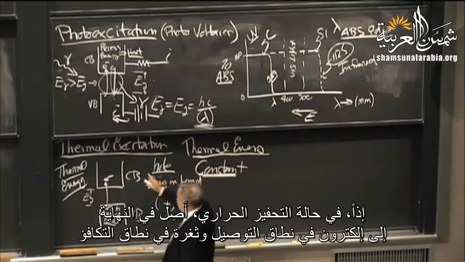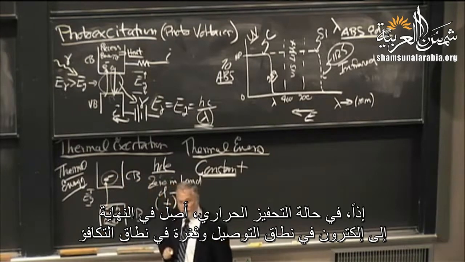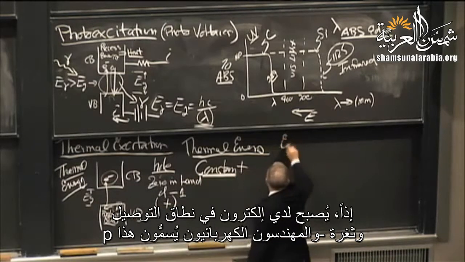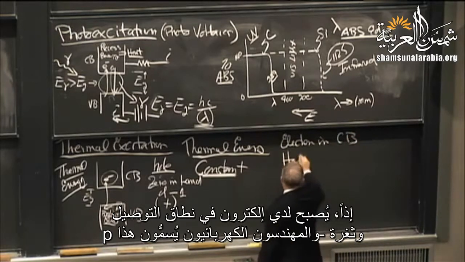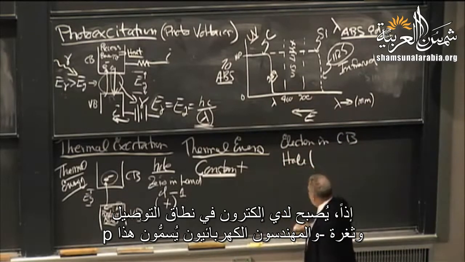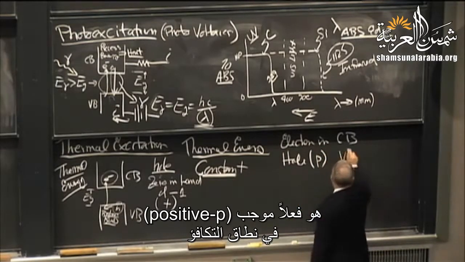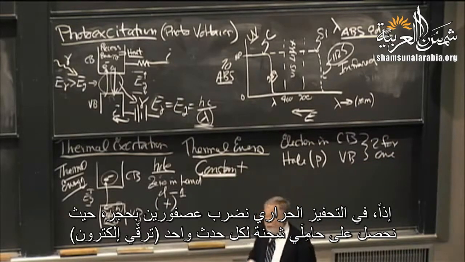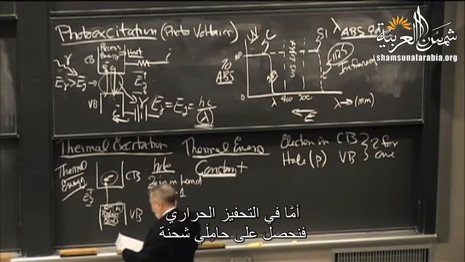So now, in the case of thermal excitation, I end up with an electron in the conduction band and a hole in the valence band. And the electrical engineers call this P. They're not very imaginative either, positive, in the valence band. So we get 2 for 1. We get 2 charge carriers for every event.